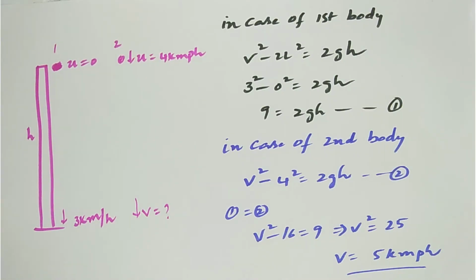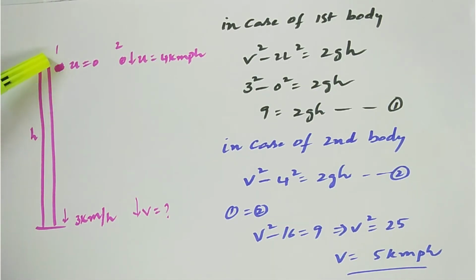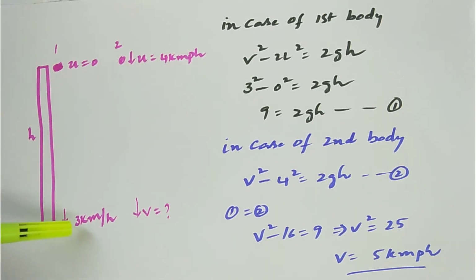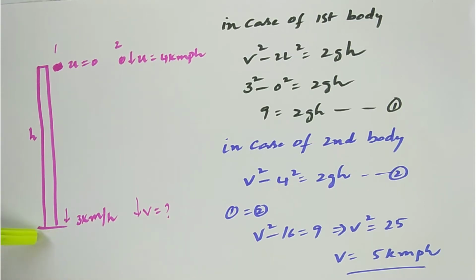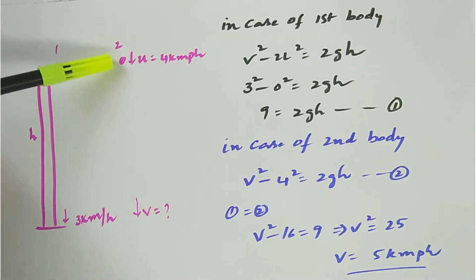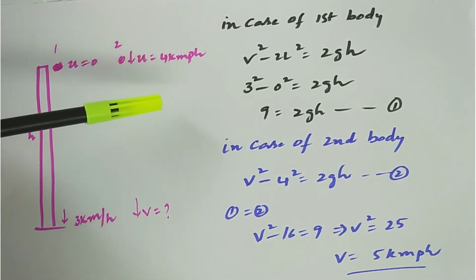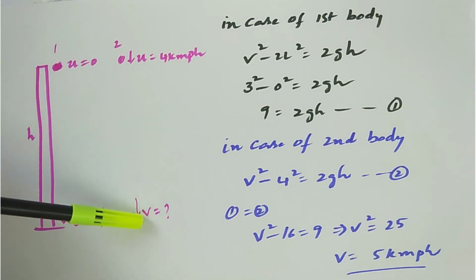Problem. An object is dropped from the top of a tower and it reaches the bottom with 3 kmph. This is case 1. In the second case, another body is thrown vertically downwards with a speed of 4 kmph, and he is asking us to find the velocity with which it reaches the ground.